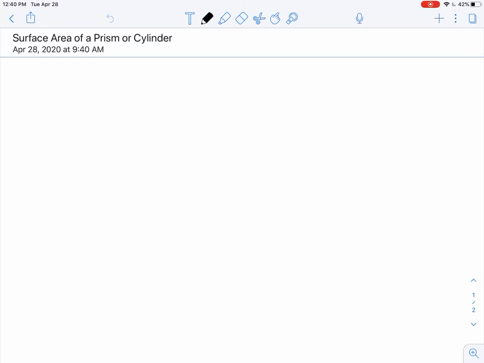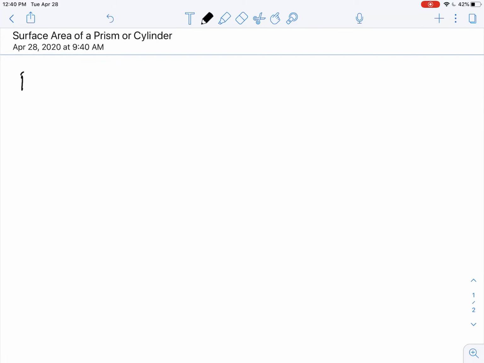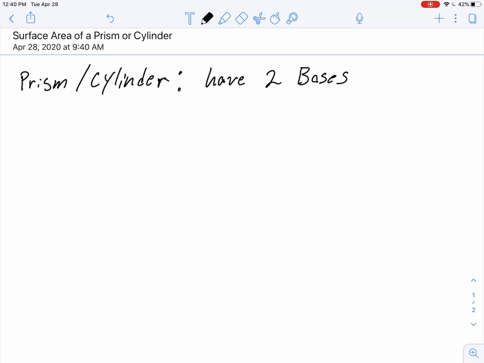Today we are going to go over finding the surface area of a prism or a cylinder. So when I talk about a prism or a cylinder, those are 3D shapes that have what we call two bases. Okay, and I'm going to draw some here, that way you can actually see what they are.